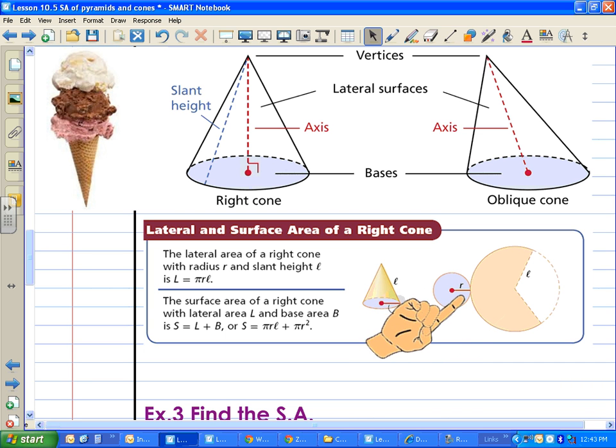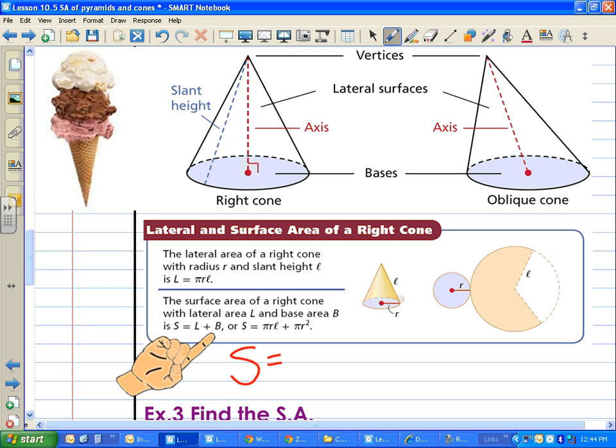Well, the base is super easy to find. But to find out the lateral, look what they tell you right here. And here's what I want you to copy. I want you to copy the surface area is equal to, well, you already know that the base is pi r squared. So let's just go ahead and do that. That's basically this part. I'm going to write it first, okay?